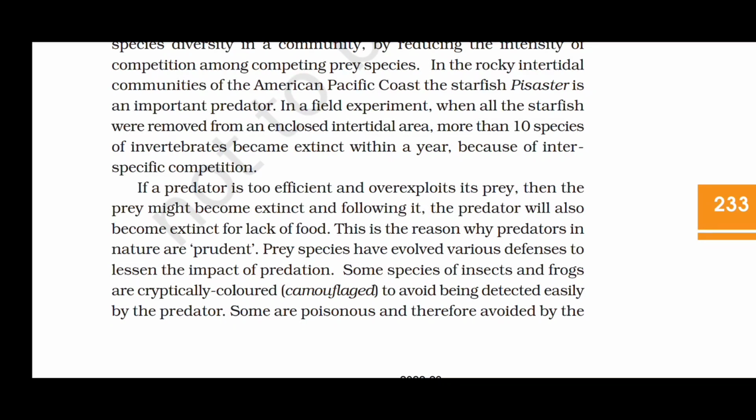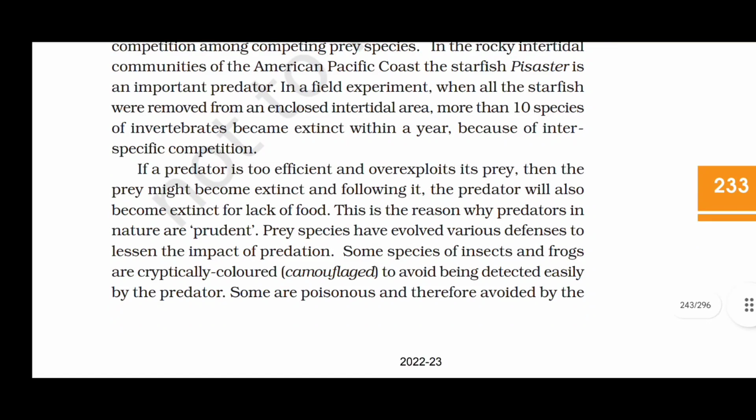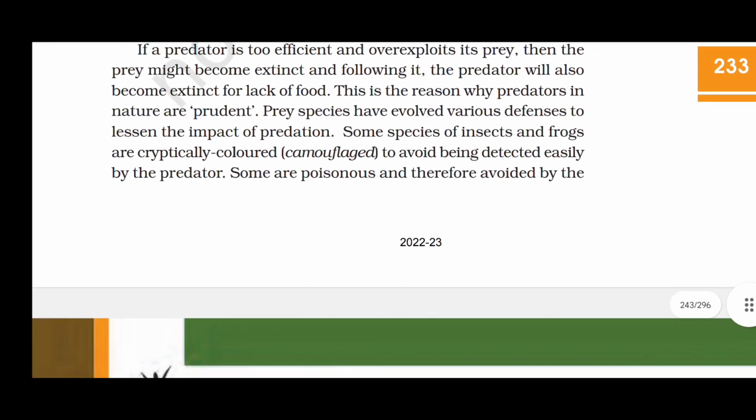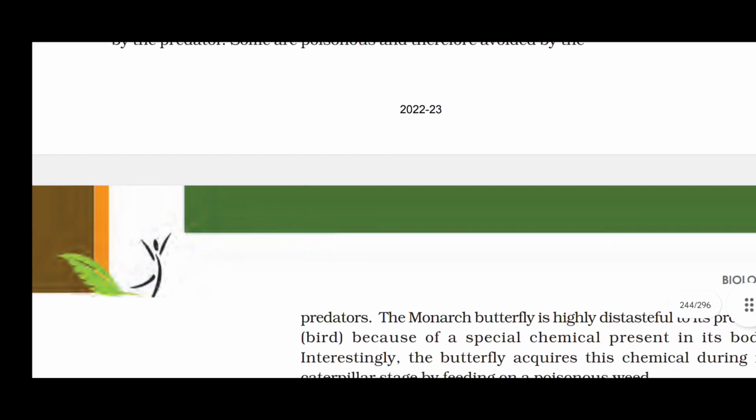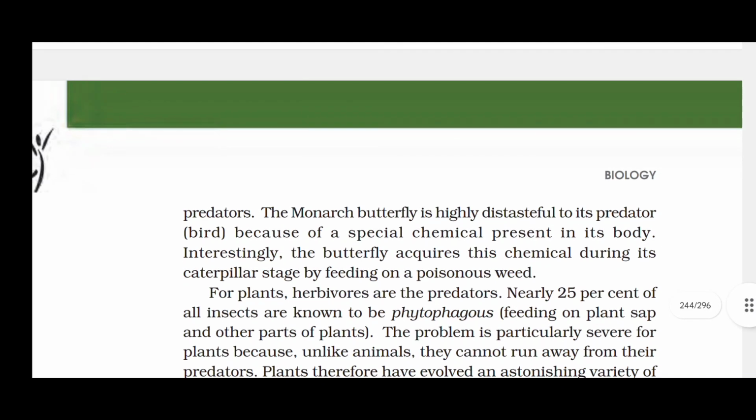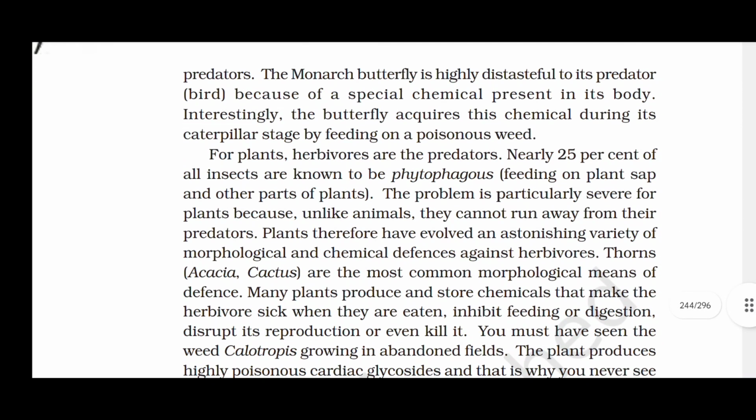Some species of insects and frogs are cryptically colored, camouflaged to avoid being detected easily by the predator. Some are poisonous and therefore avoided by the predators. The monarch butterfly is highly distasteful to its predator because of a special chemical present in its body. Interestingly, the butterfly acquires this chemical during its caterpillar stage by feeding on a poisonous weed.